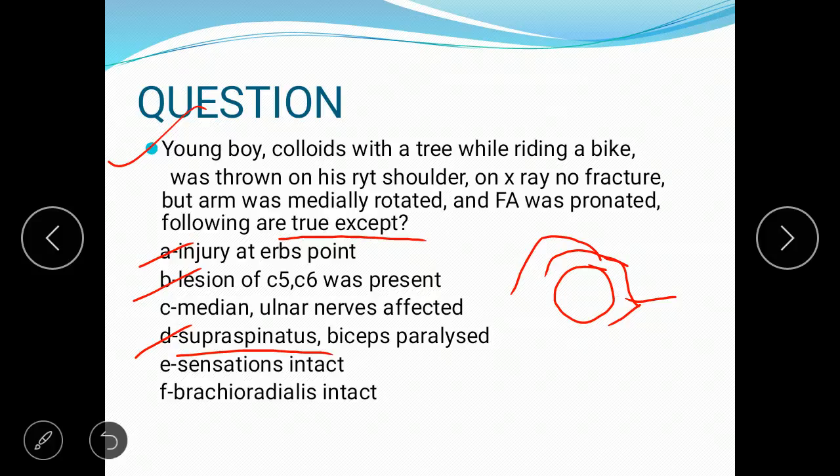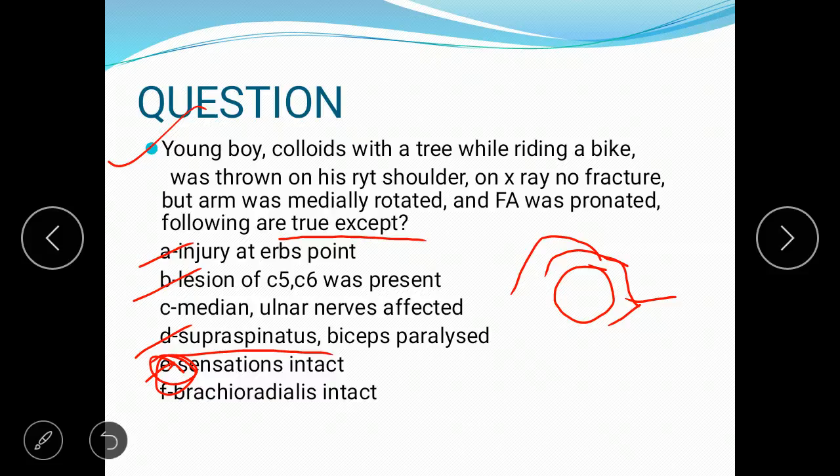Okay, so sensations are not intact. This option is false in this question. Now, brachioradialis intact. See, the function of brachioradialis is to get the forearm in mid prone position from the fully prone or fully supinated position. You getting my point? If my forearm is fully supinated, then brachioradialis will get it in the mid prone position, and if it is fully pronated, again it will get it in mid prone position.